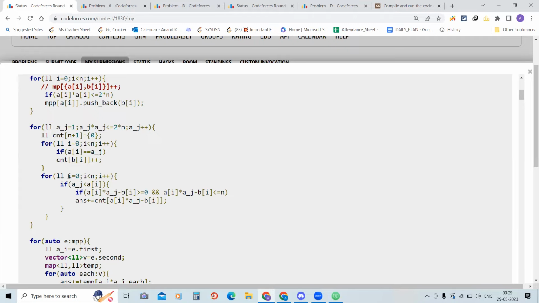Okay, so after doing this, I again iterate over all the AI values, fixing the AI. If AJ is lesser than AI, then I just simply add the count of AI into AJ minus BI.